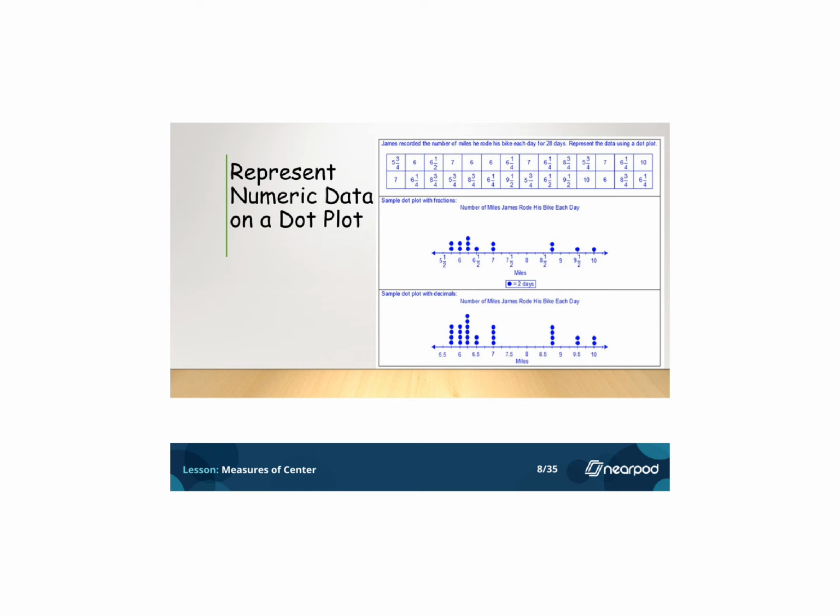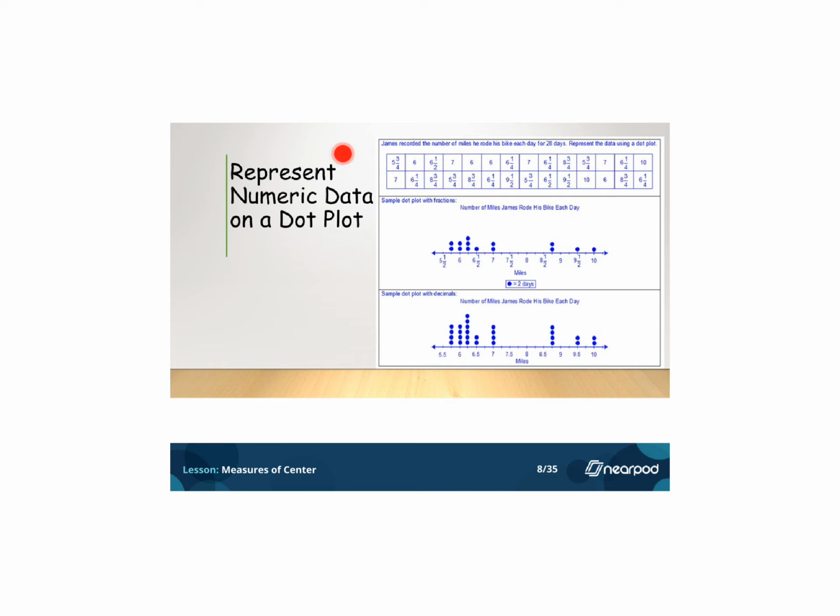Next one is 6. So if we count how many days he rode 6 miles, we count 1, 2, 3, 4. So again, normally you would put 4 dots, but if we look at the key down here, it says for every 2 days, you use 1 dot. If we have 4 days, then we use how many dots? 2. 1, 2. So you do the same for all of these, and let's do number 10.